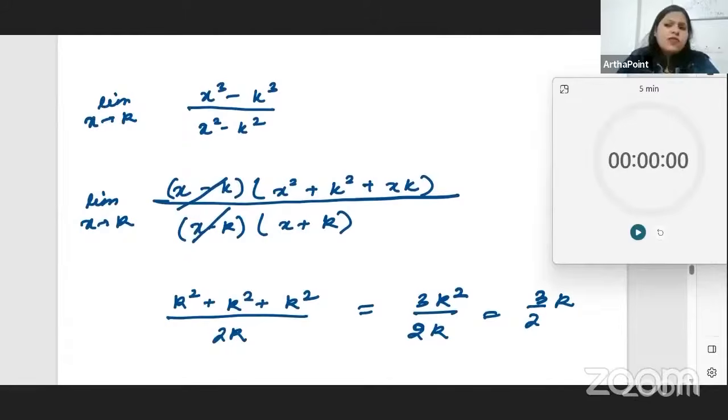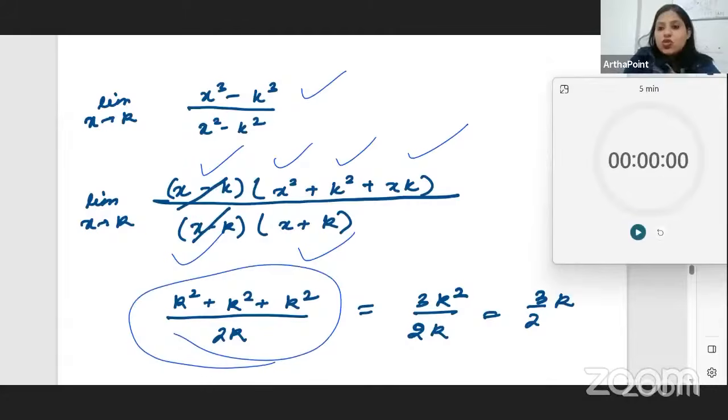Just apply the formula of a cube minus b cube. It is a minus b, a square plus b square plus ab. So x cube minus k cube will become x minus k, x square plus k square plus xk. And the denominator will become x minus k into x plus k. X minus k will cancel out. So this is what you will get.